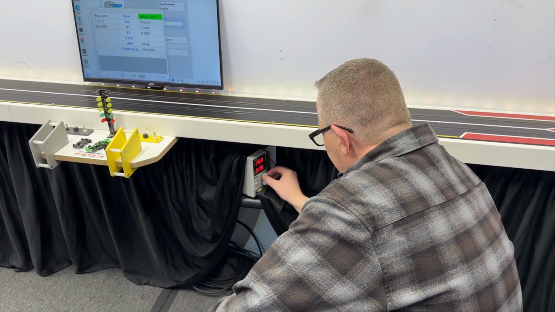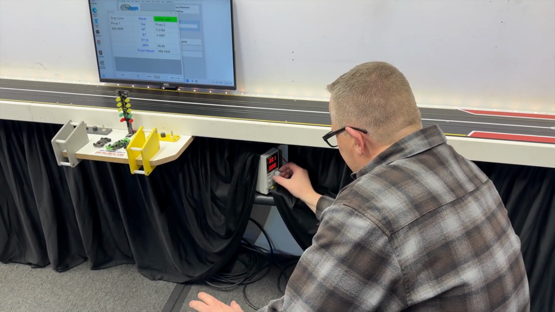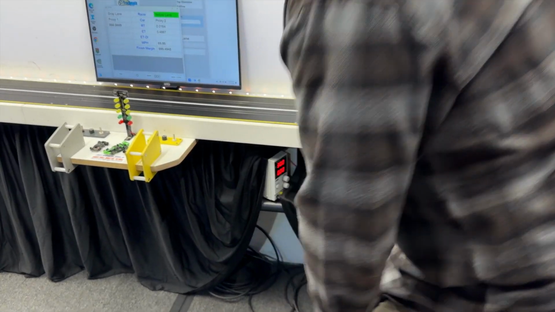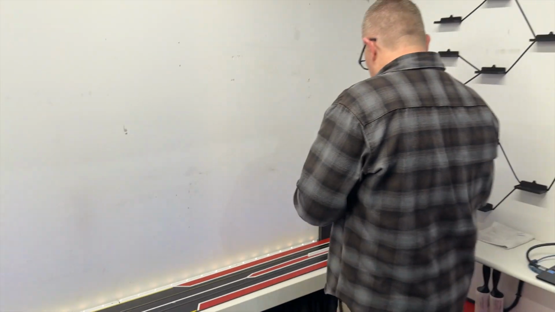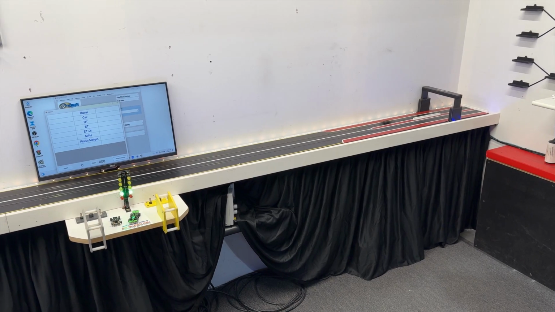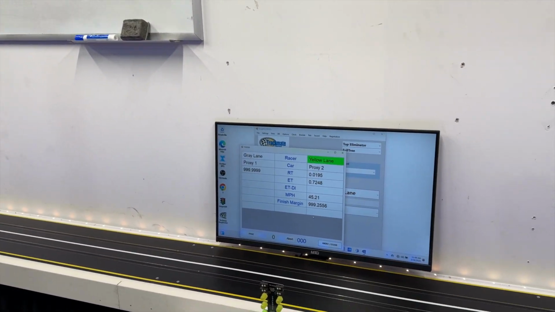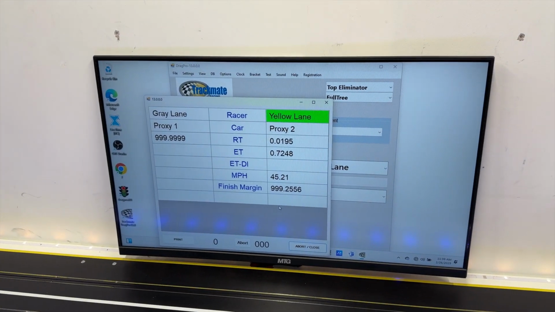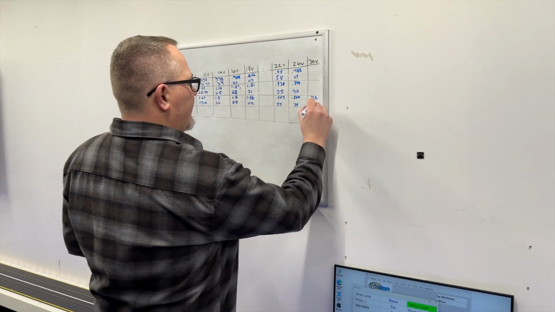Oops. Even this potentiometer on this thing gets a lot more sensitive as you get up into the higher voltages, but 30 volts, four gear. Let's see what we get. All right. 7.24. So almost a whole tenth. And 45 mile an hour.